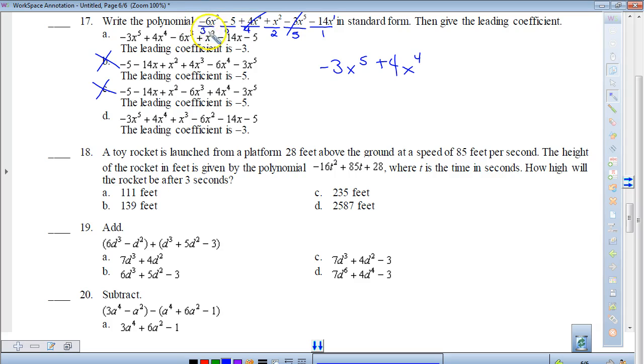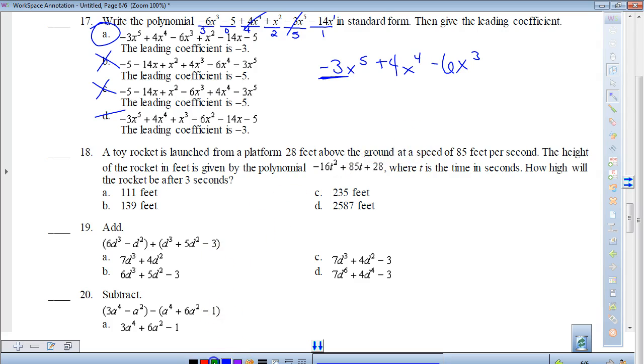Degree 3 would be this negative 6x cubed. And that's going to be where the difference is. This only has a positive x cubed, so this is option A. And the leading coefficient, of course, is the coefficient that belongs to the largest degree here.